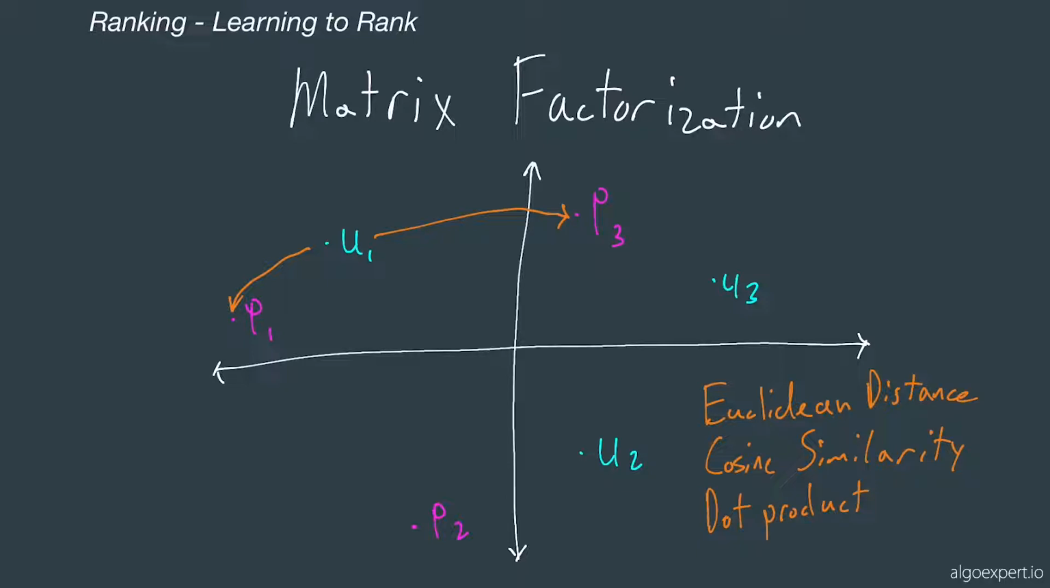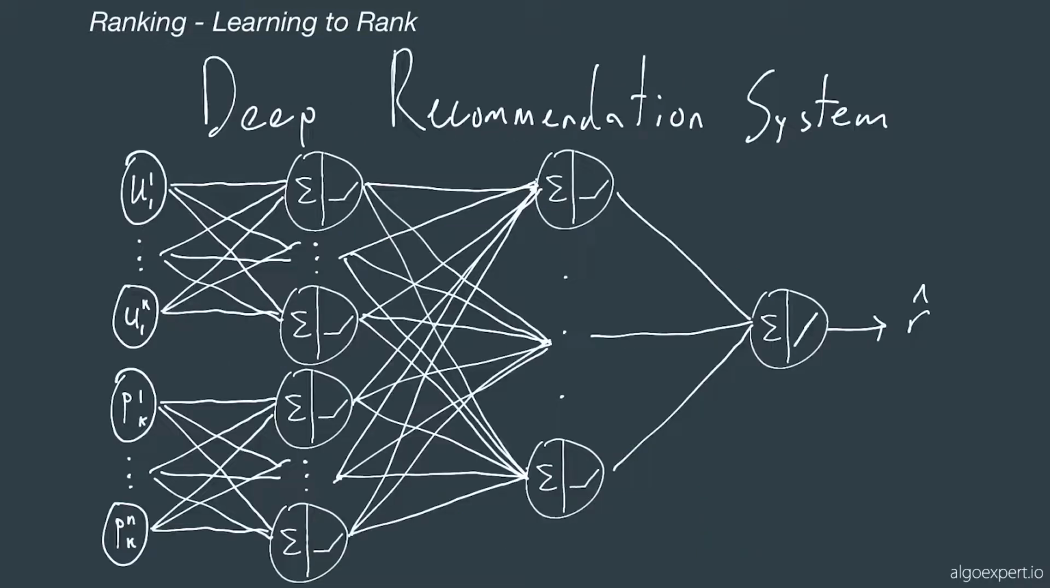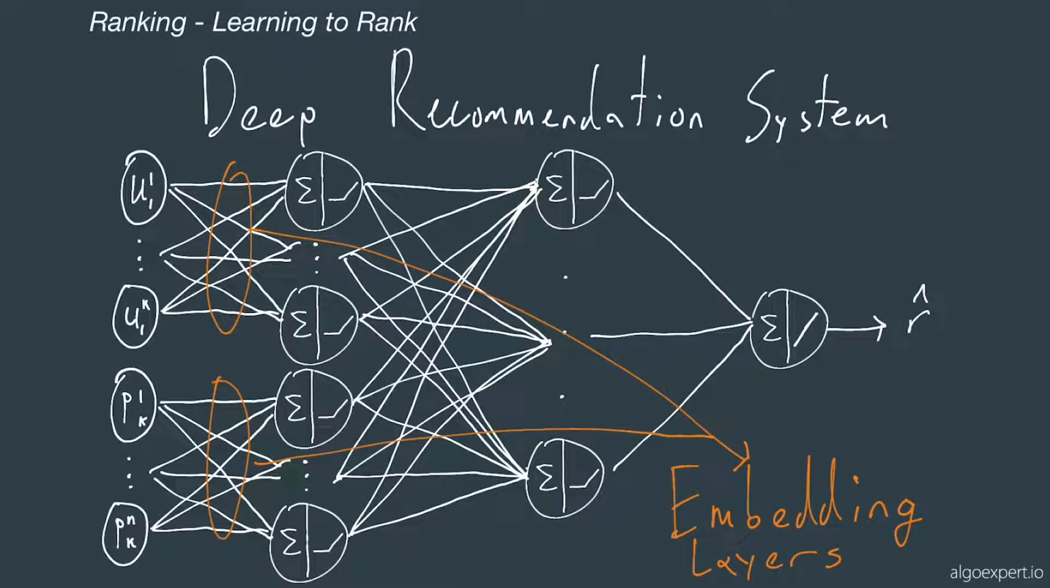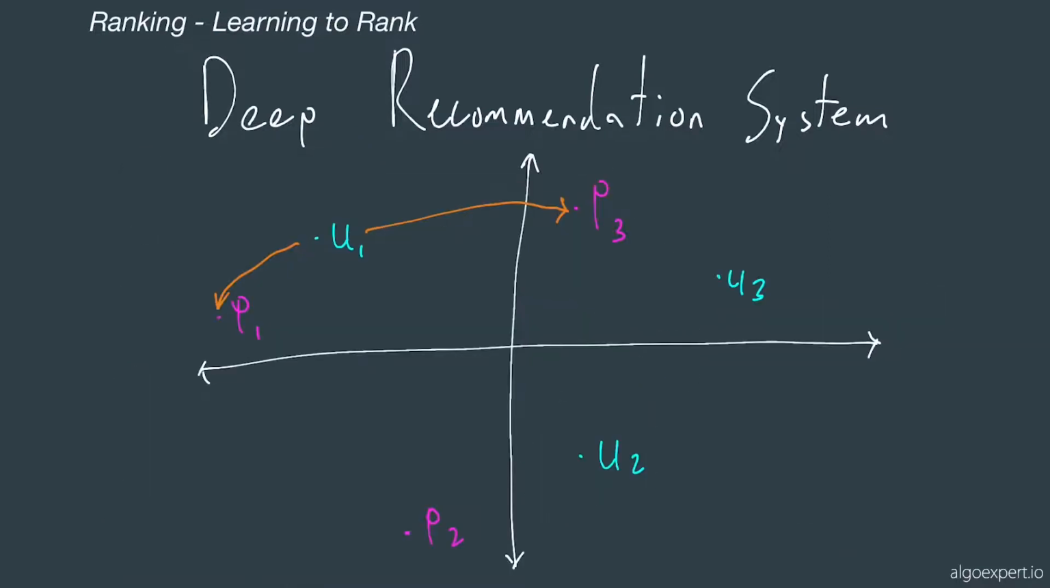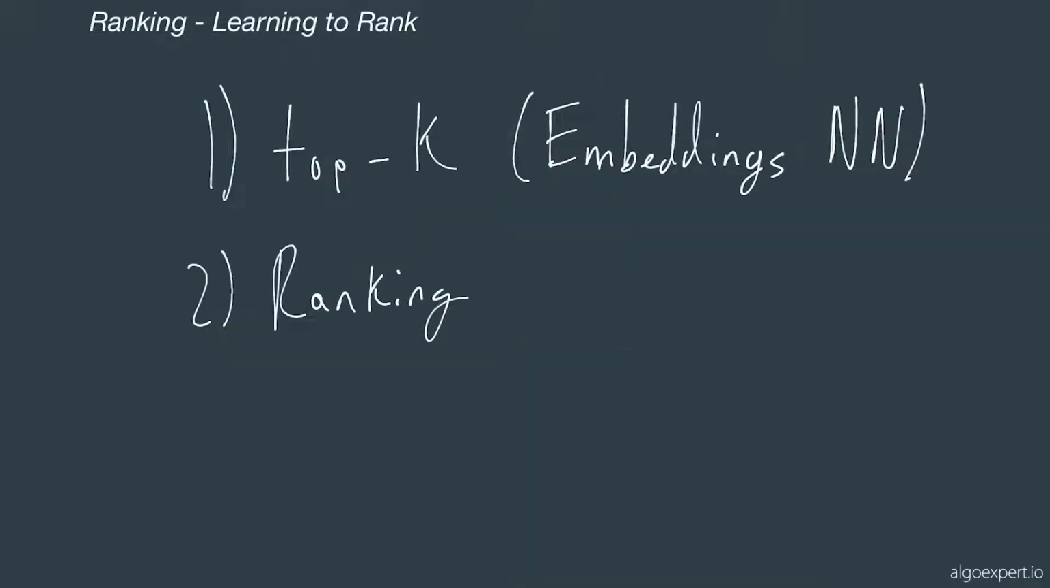Let's say that we didn't use the matrix factorization method, and instead we used the deep recommendation system. Well, here we had embedding layers still, so we can take the outputs of these embedding layers, and we can plot those as well, and do the same exact thing in terms of candidate generation. Okay, so now we have generated the top K via embeddings in a neural network or embeddings in the matrix factorization. The next step is to rank those top K.